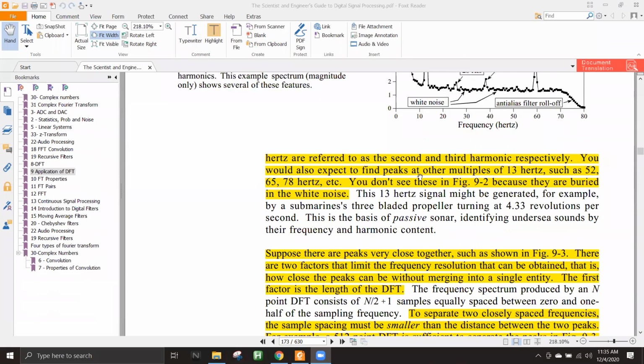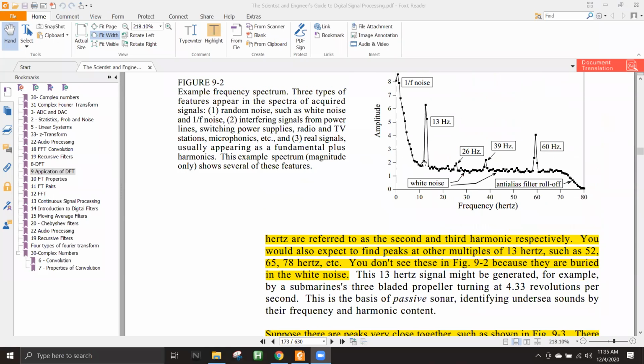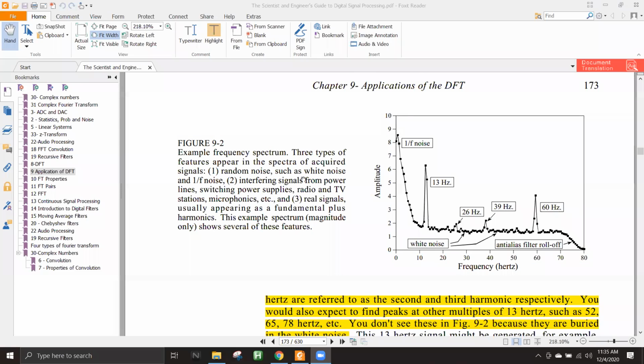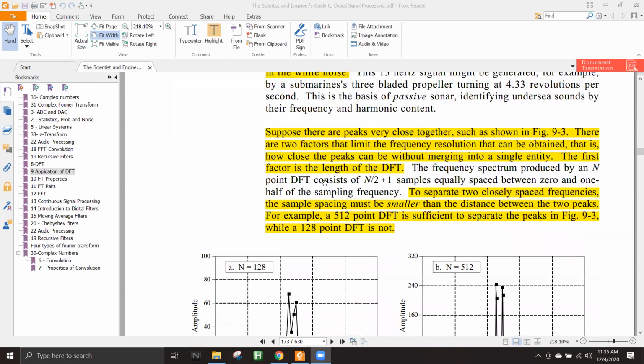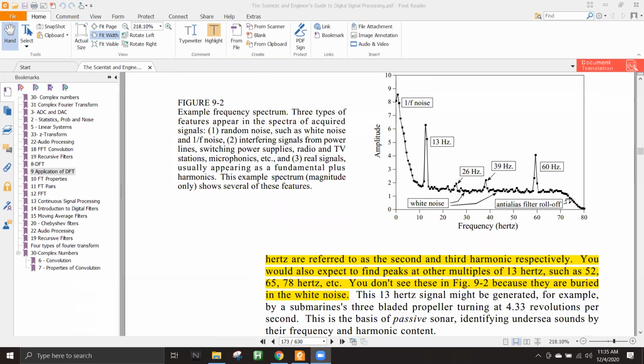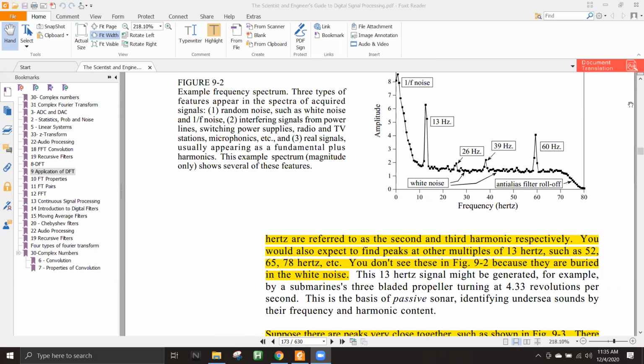So this was all about the characteristics of different peaks and the different noises that you can get: 1 over f noise, the white noise, the anti-aliasing filter roll-off, and the main peaks. Okay, so now we are done with this particular frequency spectrum. What are the things we can get from this frequency spectrum? We already know now.